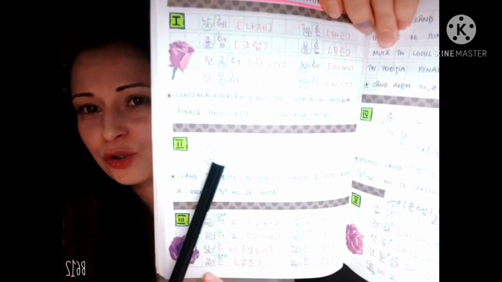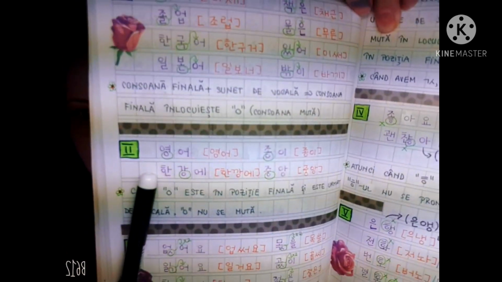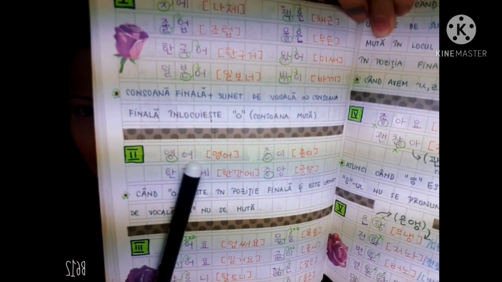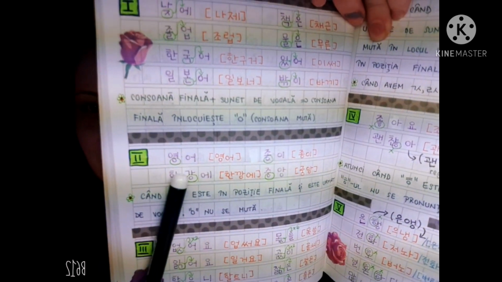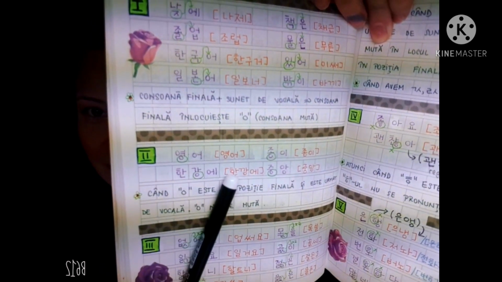When we do have ng at the end, we do not move it. So we have 영어, 영어, and 한강에, 한강에. Of course you do have other practice, so you can take a look at the reading as well. But just so you understand basically what it's about.